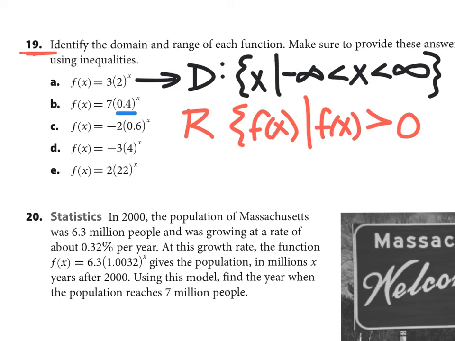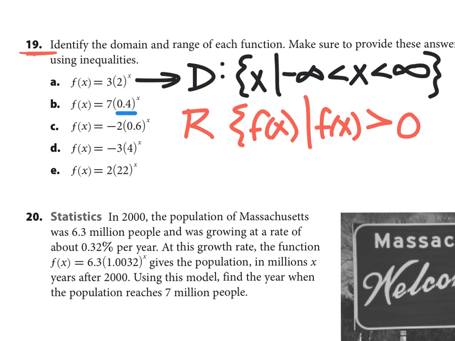Let's look at the next one. 0.4. 0.4 means it's got to be going down. That means it's decreasing like this. That means it's flattening out at 0, but what else? It's still going up to infinity this way. So my range for this one is exactly the same as this one, okay? This one, however, is different, okay?